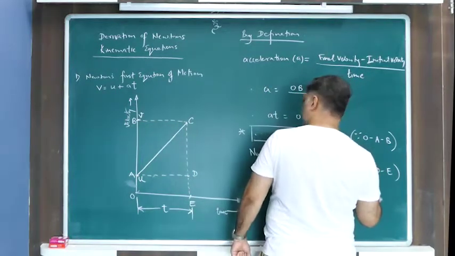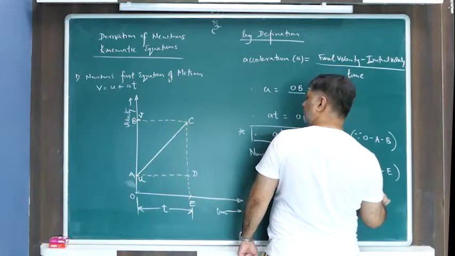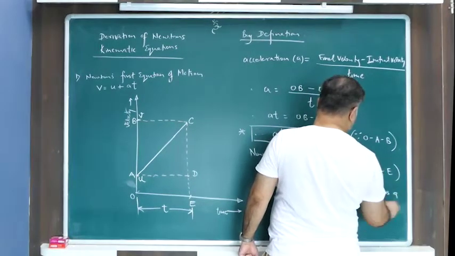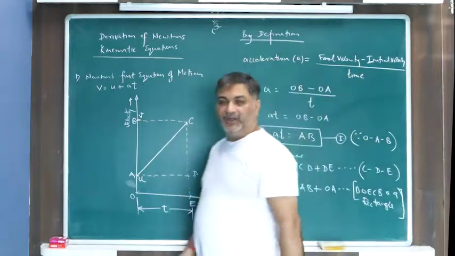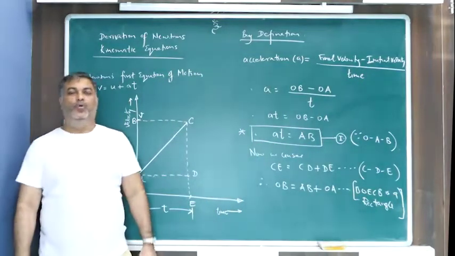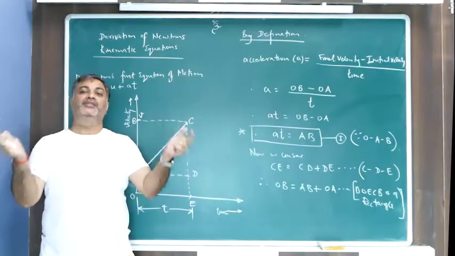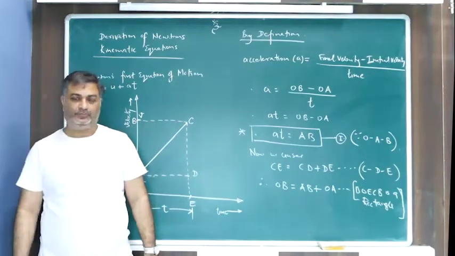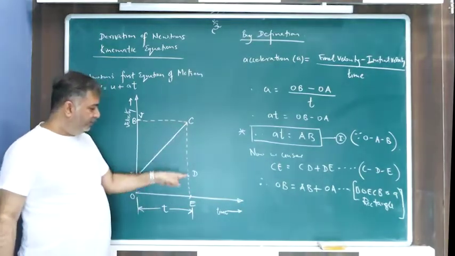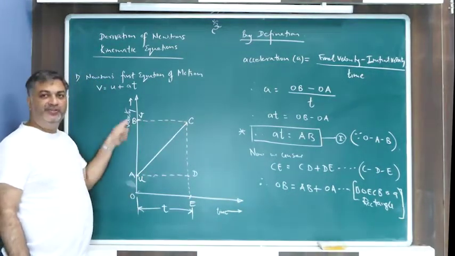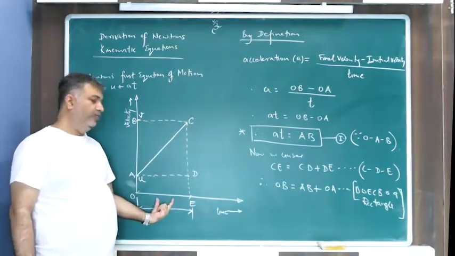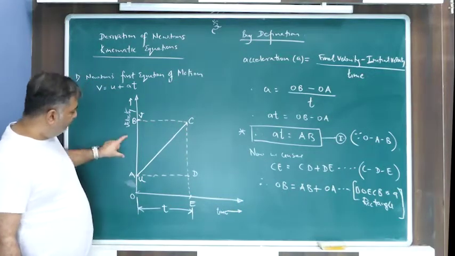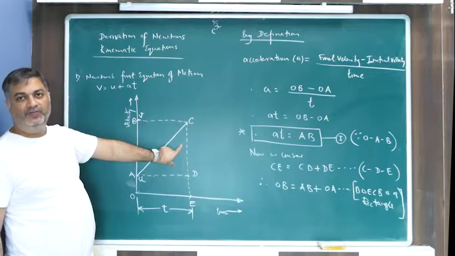Why do you say so? Because quadrilateral OECD is a rectangle. What do you know about a rectangle? What is the specialty of a rectangle? Opposite sides are congruent. Correct? So whatever is the length of CE, same will be the length of opposite side OB. Whatever is the length of BC, same is the length of OE. Whatever is the length of BA, same is the length of CD.